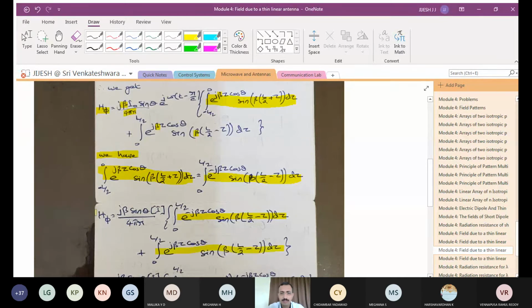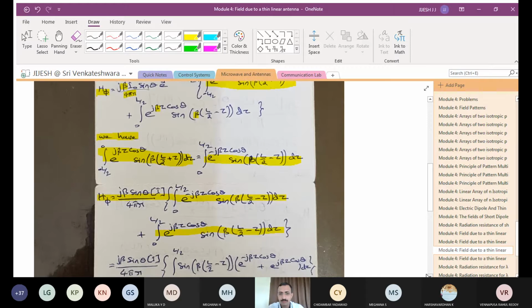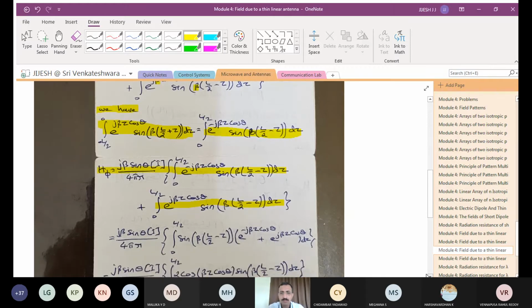You can complete the equation for H of phi till here, then we will continue. Now this integration section is left out. That portion we have to look into. So I have rewritten this again. Still now I have not gone with the integration.